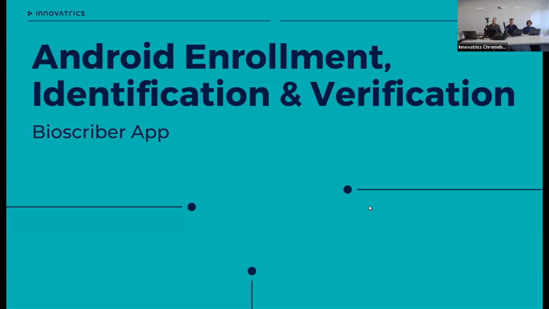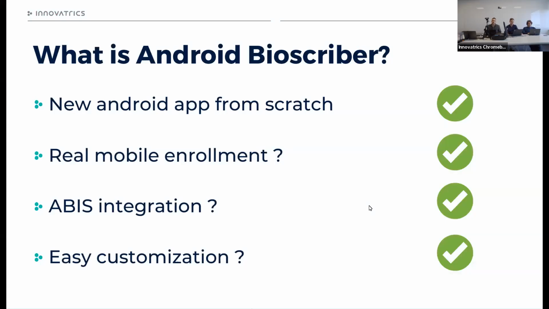Let me tell you something about the Android enrollment, identification and verification, which we implemented in the BioScriber application. So what is Android BioScriber? We built this application from scratch. It's built on Android. It finally provides a real mobile enrollment. That means you can be in the field and do the whole enrollment process. And as there is an ABIS integration, the enrollee would end up in the real ABIS backend.